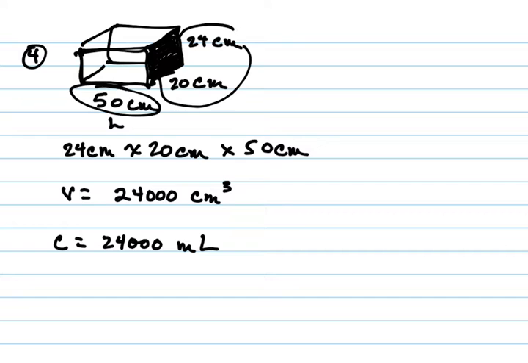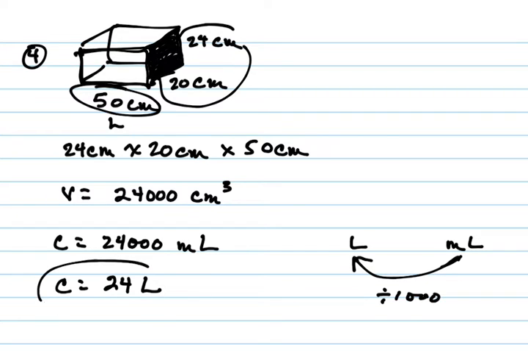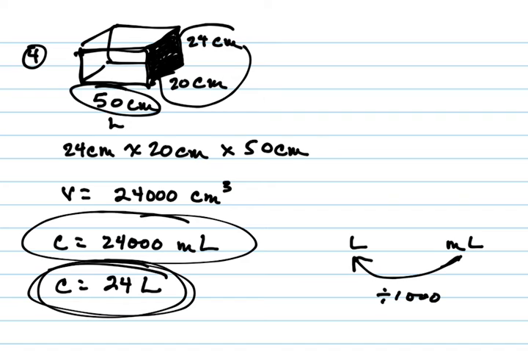So think about the conversion from milliliters to liters. Is it one jump from milliliters to liters? We're going from a small unit to a large unit, so we're going to divide by 1,000 using your conversions. So the capacity, if we divide it by 1,000, would give us 24 liters. So be prepared. In this particular one, when we found the capacity, it was in milliliters, but the question wanted us to change those to liters.